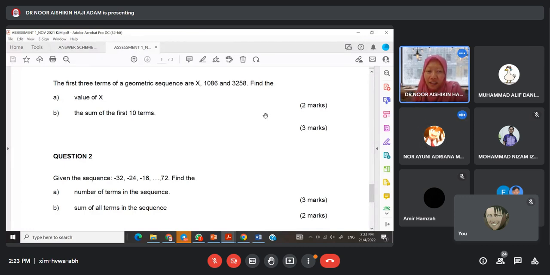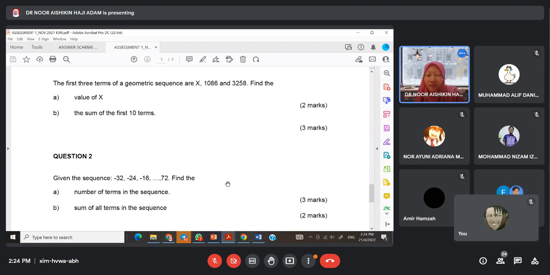Kenapa tak guna Sn? Dah bagi. Itu dah bagi, because we got the final term 40n. Yes, because we have the last term 72, the last term of the sequence. So you nak tahu dia term yang keberapa? Which term has the value 72? That's why you need to find n.